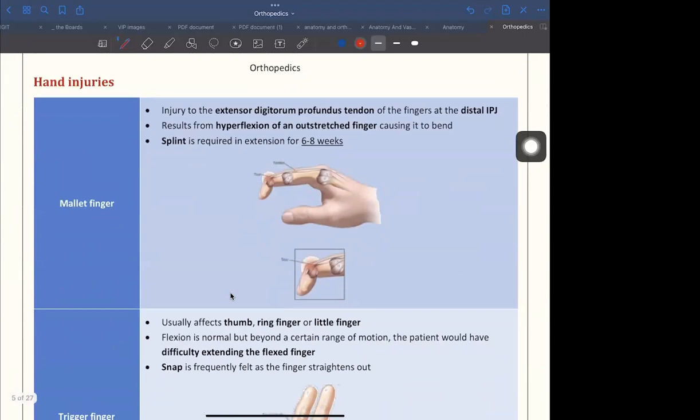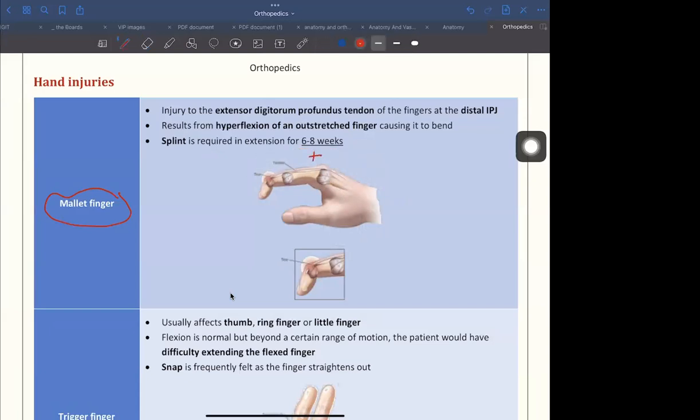Okay, so we're going to talk about some common injuries that happen in the hand. So we have something called mallet finger. You can pronounce it the way you would like. It's basically an injury to the extensor digitorum. On the back of your hand, you have a muscle called extensor digitorum. It has 4 tendons attached to each finger. If this muscle tendon is injured, it's usually attached to the distal phalanx.